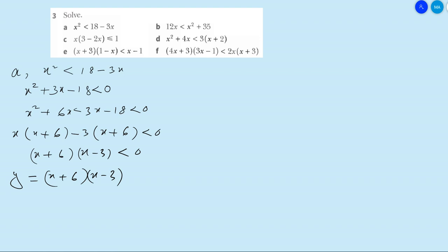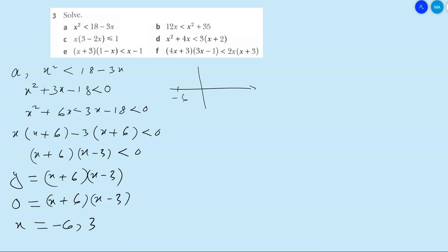Now put y equal to 0 in order to find the x intercept. (x plus 6)(x minus 3) equals 0. From this, there are two values of x. One is minus 6 and one is 3. Now, roughly plot the curve. For example, you can say this is minus 6, this is the x-axis, this is 3, and this is our quadratic curve. Now, what should be the answer?